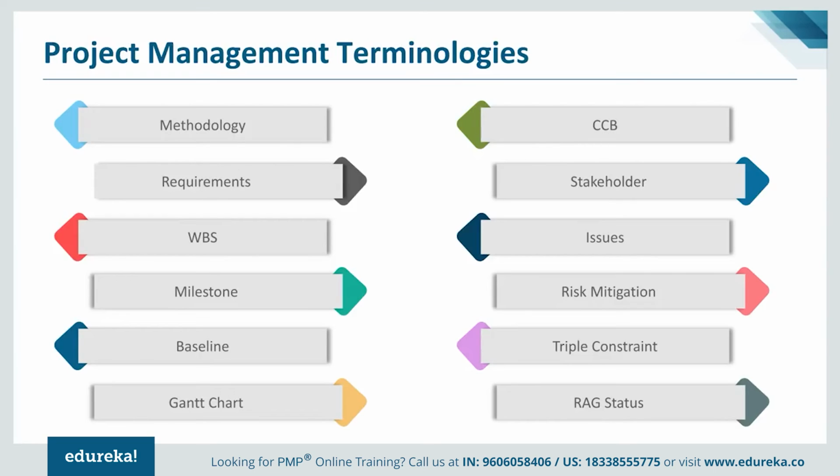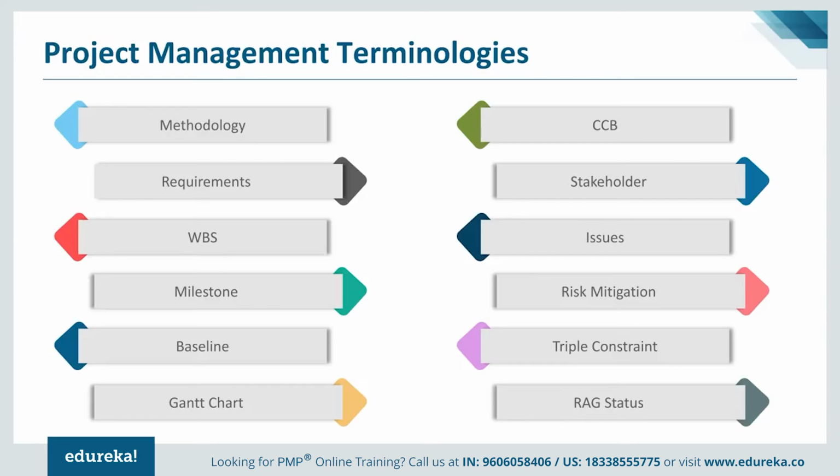Let's take a scenario. You started working on the project, and if the budget of the project has been reduced by 10%, then obviously it will have an impact on your scope. Or if the scope is increased, then obviously it will have an impact on your schedule, or it will have an impact on your budget. So triple constraints are very important to manage effectively as a project manager.